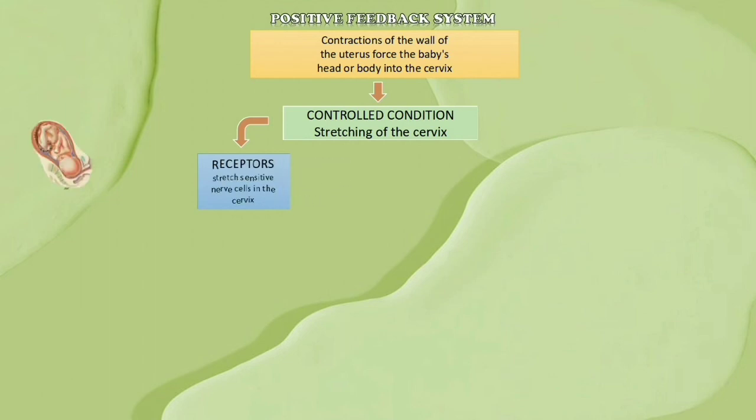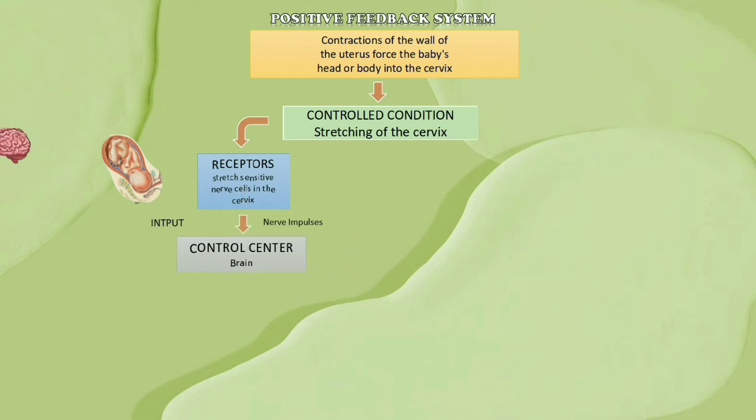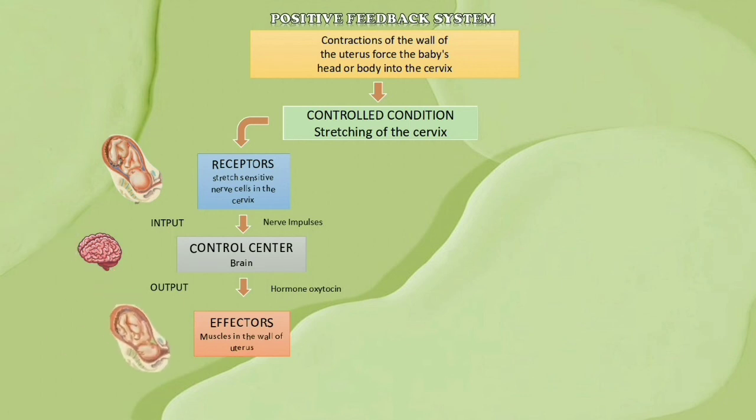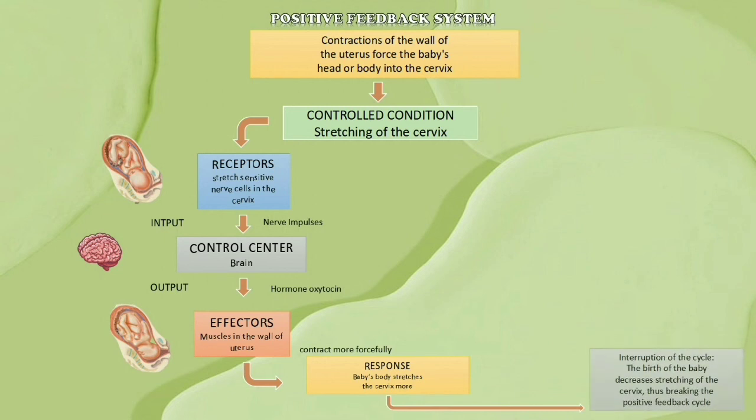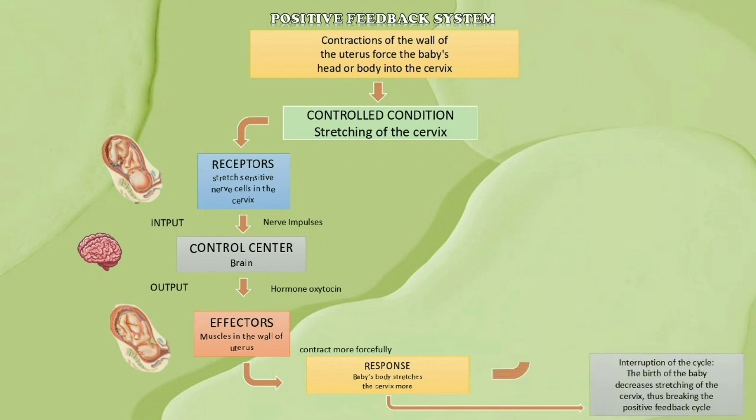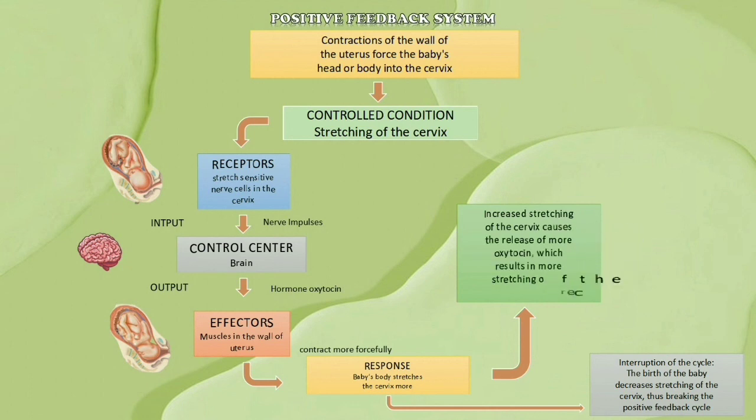As stretching increases, they send more nerve impulses, or an input, to the brain, which is the control center, which in turn releases the hormone oxytocin as an output into the blood. Oxytocin causes muscles in the wall of the uterus, the effector, to contract even more forcefully. The contractions push the fetus down the uterus, which stretches the cervix even more, and this is what we call a response. Interruption of the cycle: the birth of the baby decreases stretching of the cervix, thus breaking the positive feedback cycle. Increased stretching of the cervix causes the release of more oxytocin, which results in more stretching of the cervix, and this is what is called positive feedback.